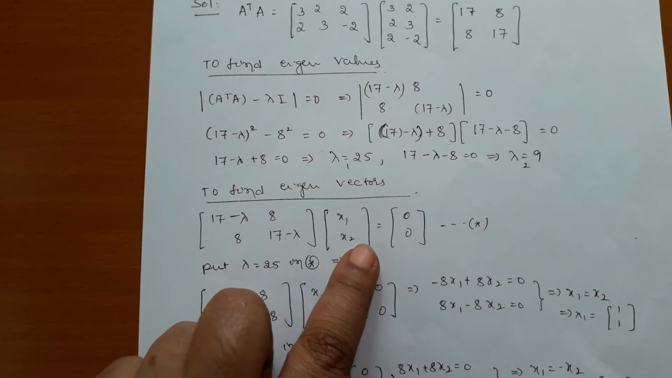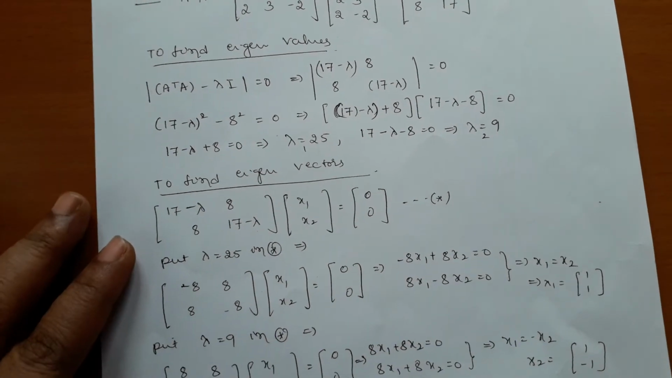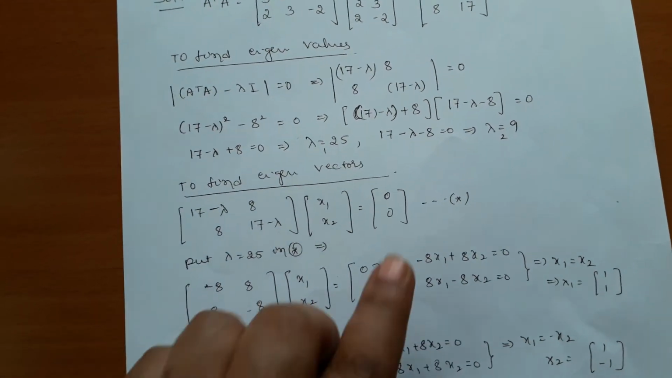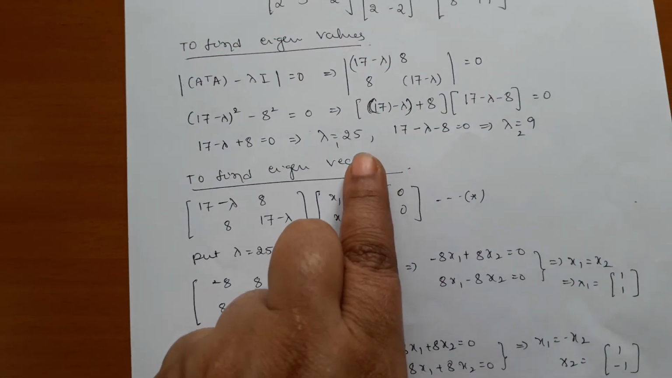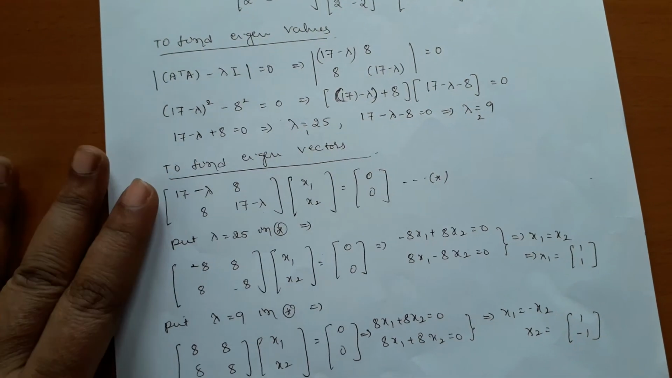Now it is a 2 cross 2 matrix. Therefore, how many roots are we expecting? 2 roots. What are the 2 roots? 25 and 9 are the 2 eigenvalues. Now you please arrange them in the largest first form, before going to find x1 and x2: 25 and 9. This is lambda 1, this is lambda 2. Why did I fix it like that? You know that.